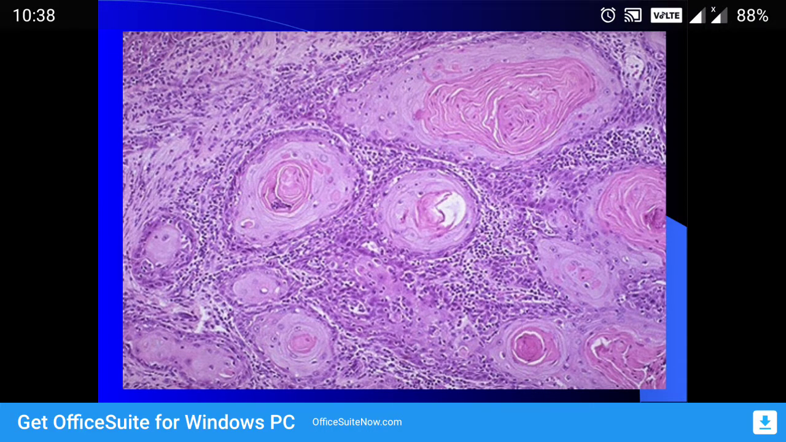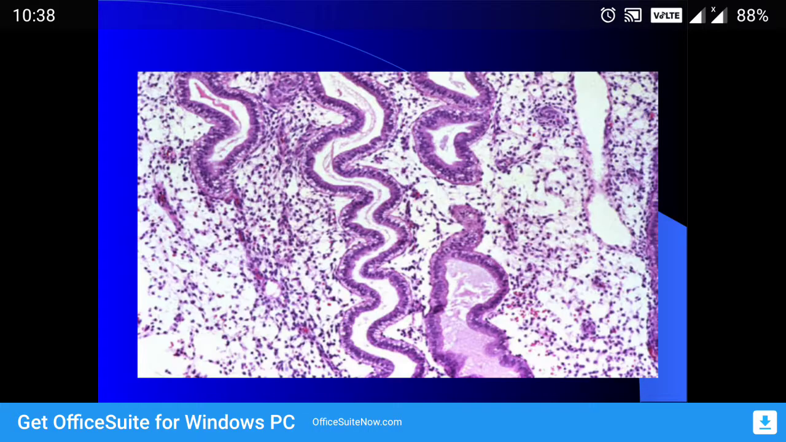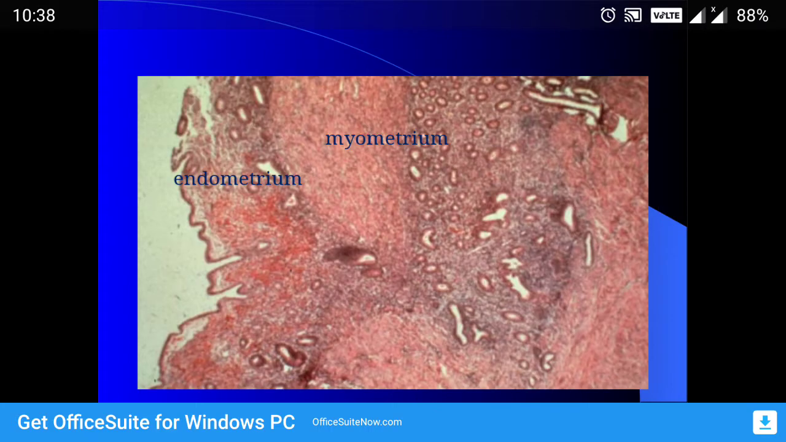So, this I told you, everyone should remember: the microscopic picture of a squamous cell carcinoma, because you are seeing keratin pearls. This is endometrium proliferative phase, endometrium secretory phase because of tortuous glands, edematous stroma, lumen showing secretions. This is a picture of adenomyosis, endometrium present within the myometrium.